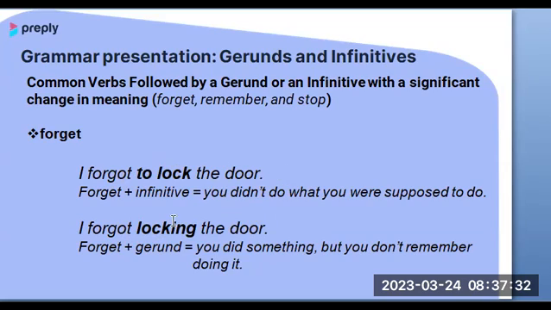On the other hand, I forgot locking the door. This time, we have forget plus a gerund, locking. If you're going to add a gerund to forget, that means you did something, but you don't remember doing it. Okay? You actually did it. Say, for example, you actually locked the door, but you forgot that you locked the door. So you don't remember locking the door. That's the difference between these sentences. So, questions? All right, I guess none.